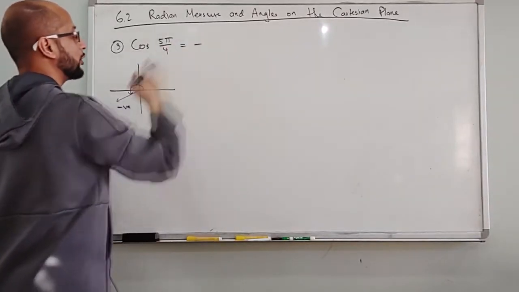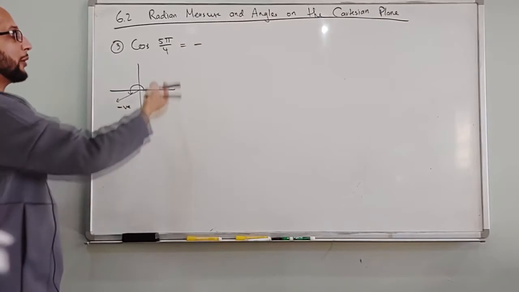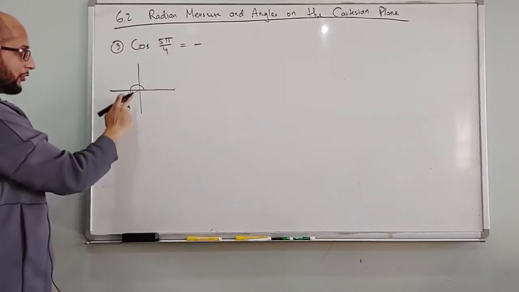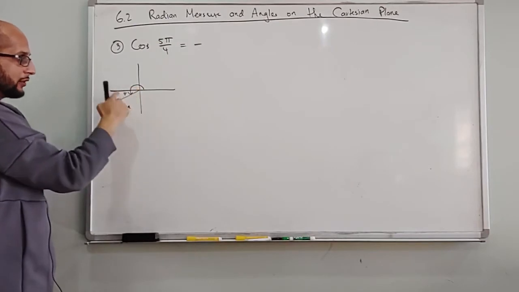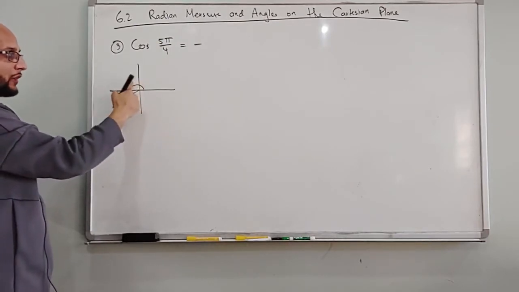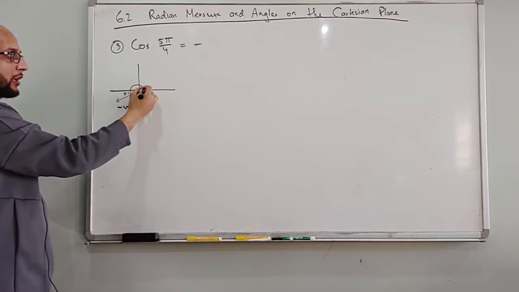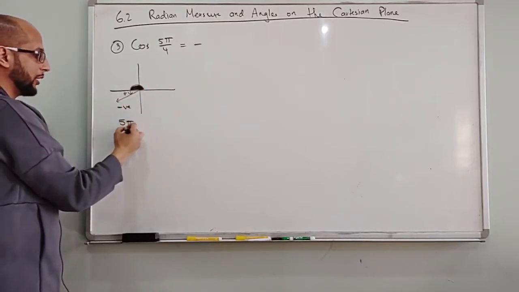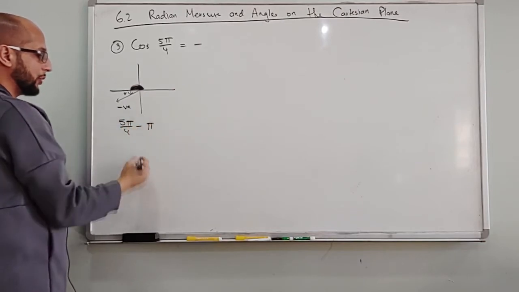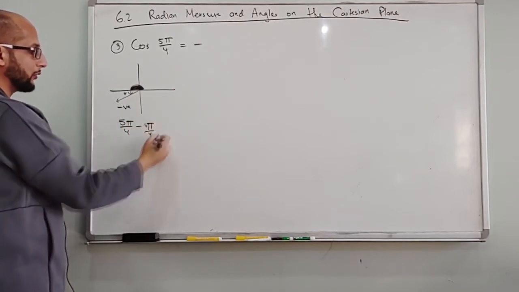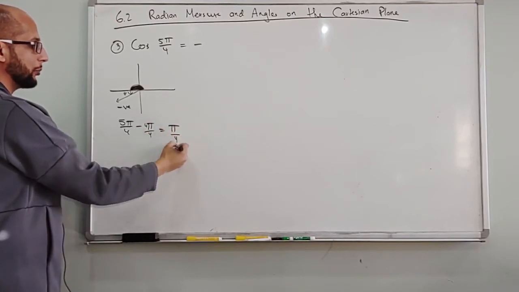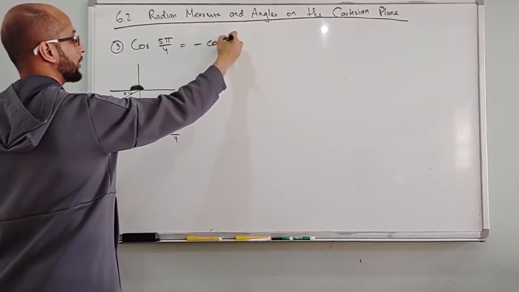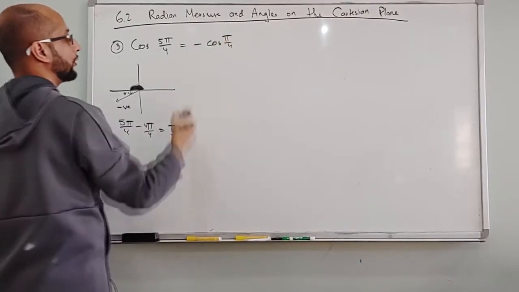So I know this is going to be negative. Next, I want to find the related acute angle for 5 pi over 4. To find the related acute angle, which is this angle down here, I would take the whole 5 pi over 4 and subtract pi. 5 pi over 4 minus pi. So I can make that 4 pi over 4, and I'm left with pi over 4. So it becomes negative cosine pi over 4.